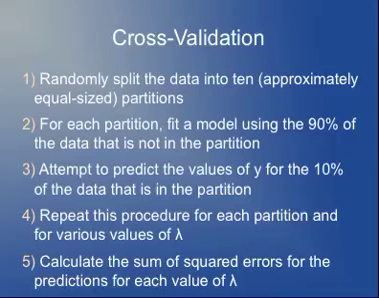Leave partition 2 out, fit the model using partition 1 plus partitions 3 through 10, get a model for various different values of lambda, then predict the value of y on partition 2 for all these different values of lambda. Cycle through this procedure for all 10 partitions and various different values of lambda, and for each value of lambda calculate the sum of squared errors for the predictions on the left out partitions. The value of lambda that gives you the smallest cross-validation error rate is the optimal value of lambda.